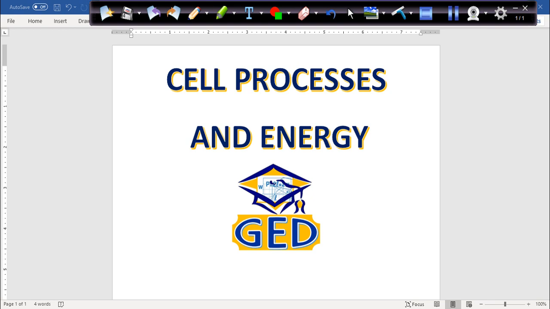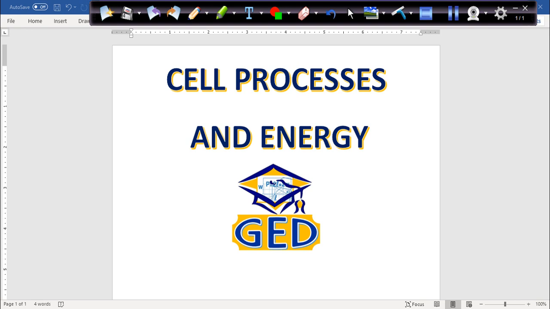Okay, so let's open up to Life Science on page 520. Lesson 2. Let's look at the learning objective, the key ideas, what you will learn in this lesson. Key ideas of cell processes and energy.